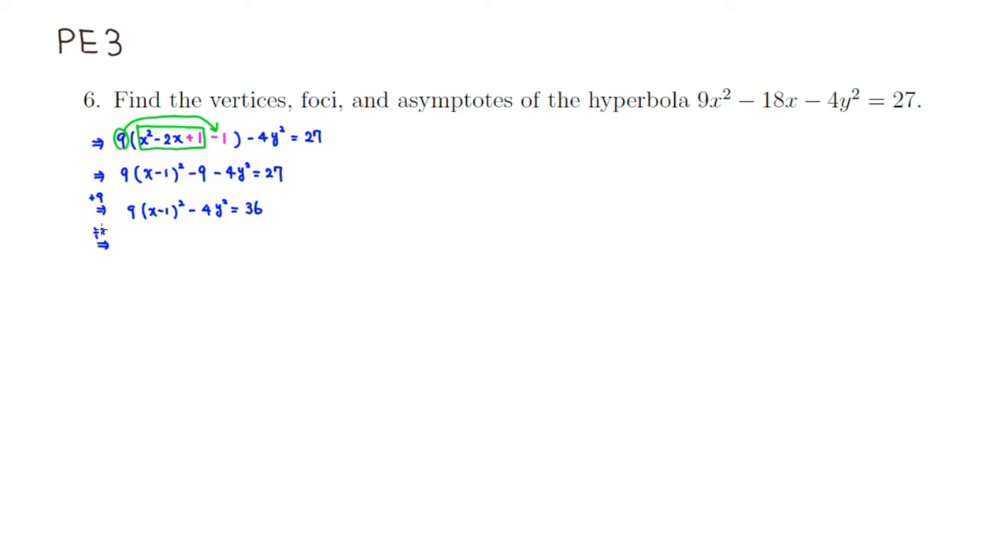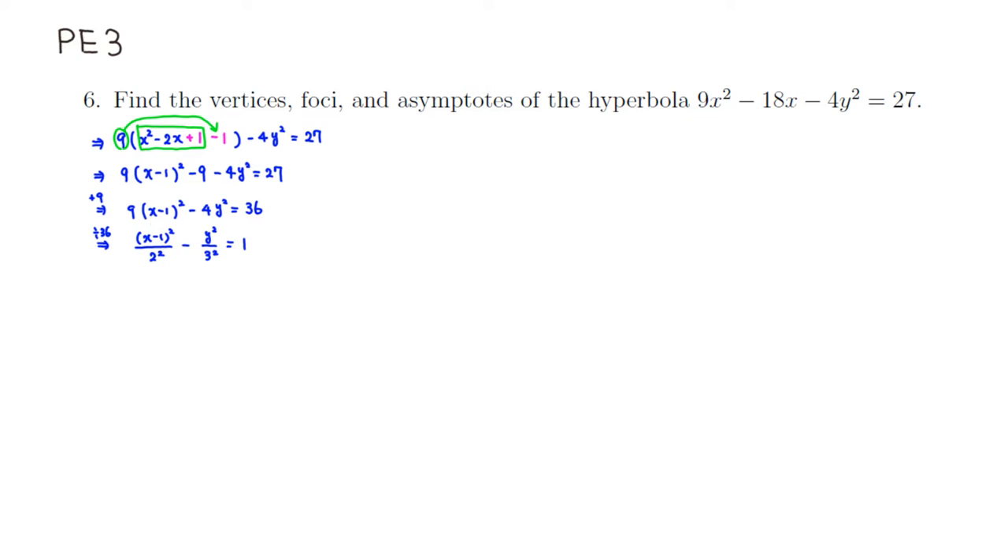Divide by 36: 9 and 36 cancel out, so you're going to have 4 on the bottom. I'm going to write it as x minus 1 squared over 4, but I'm going to write 4 as 2 squared. Minus, 4 and 36 cancel out, and you're going to have 9 on the bottom, so y squared over 3 squared is equal to 1.